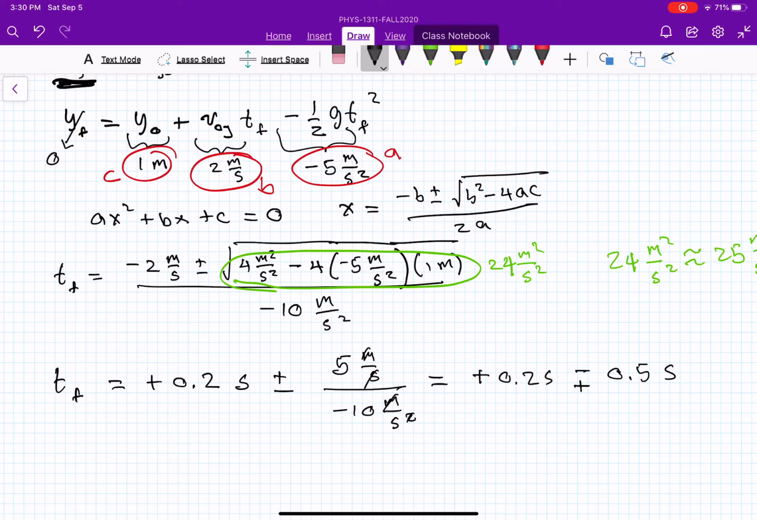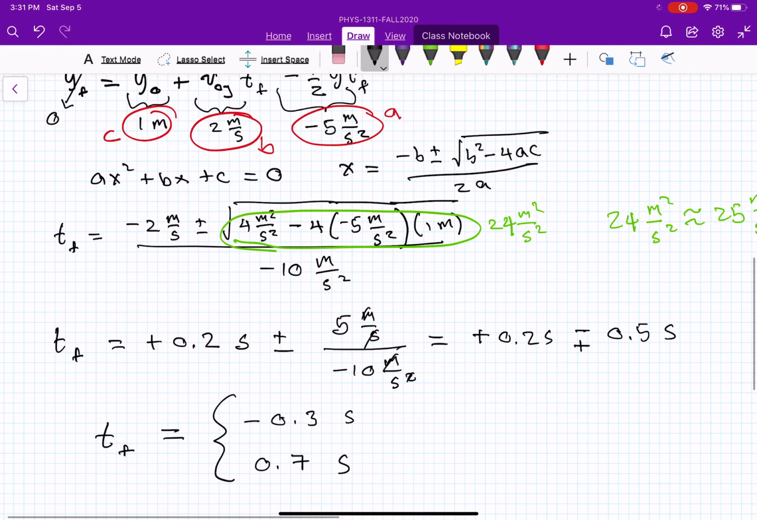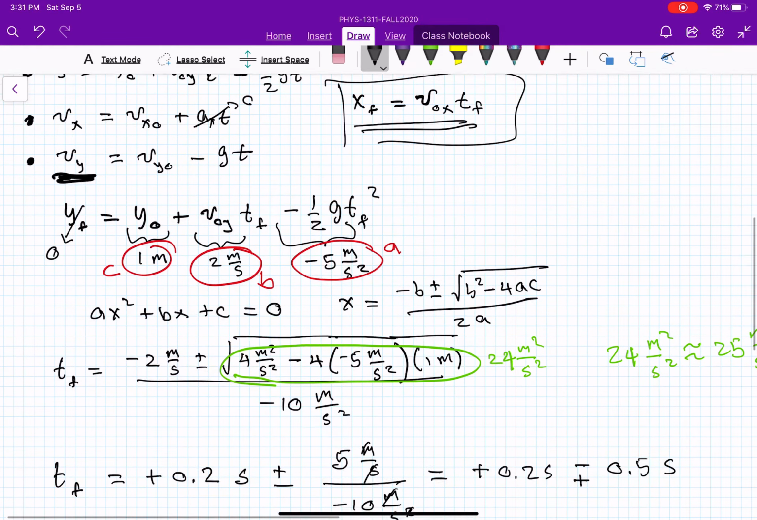Okay, so I have 2 possibilities here. I've got a t sub f that could be minus 0.5 plus 0.2, so that would be minus 0.3 seconds, or plus 0.5 plus 0.2, so that's 0.7 seconds. So these are my 2 possibilities. Why do I get 2 numbers, and which one should I choose when I plug into my formula for x final up here?